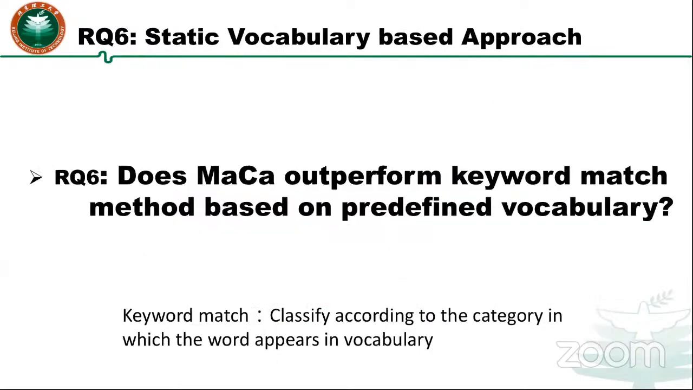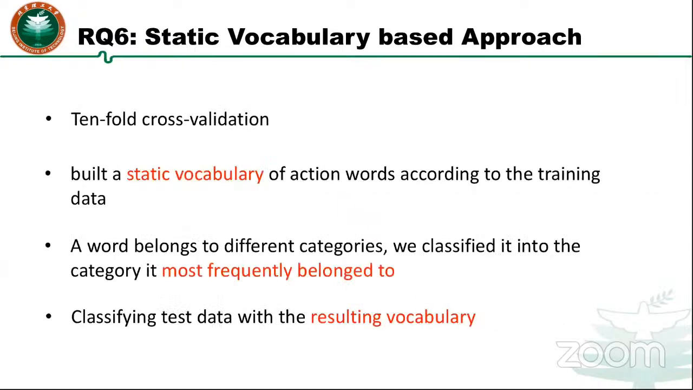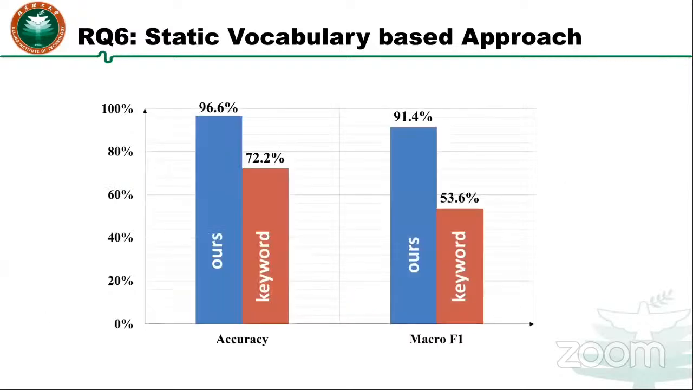The sixth research question: does Maca outperform the keyword match method based on predefined vocabulary? We conducted tenfold cross-validation and built a static vocabulary of action words according to training data. If a word belongs to different categories, we classified it into the category it most frequently belonged to, then classified test data with the resulting vocabulary. From this chart, we observe that concerning accuracy and micro-F1, our approach outperforms existing approaches.